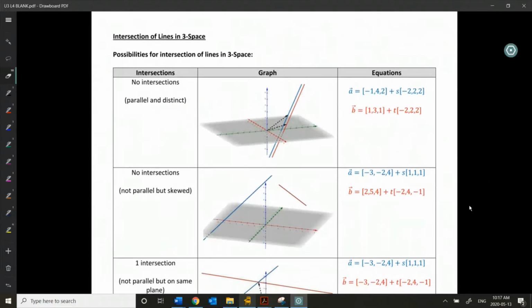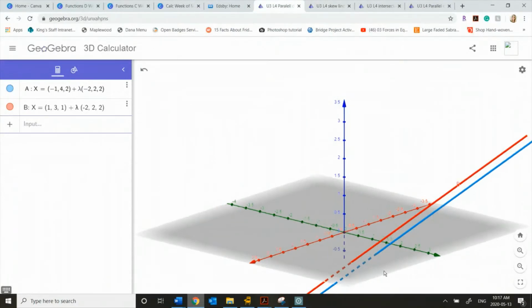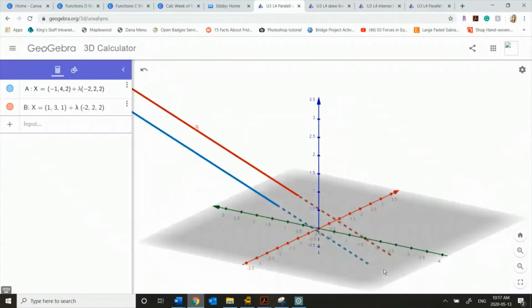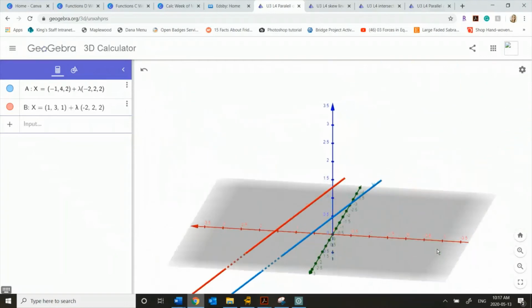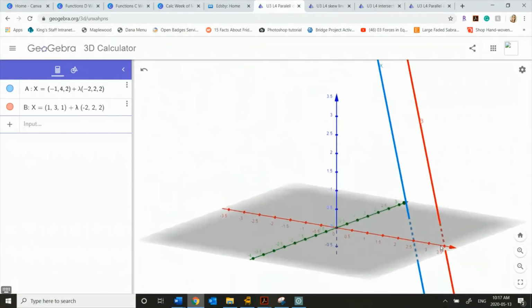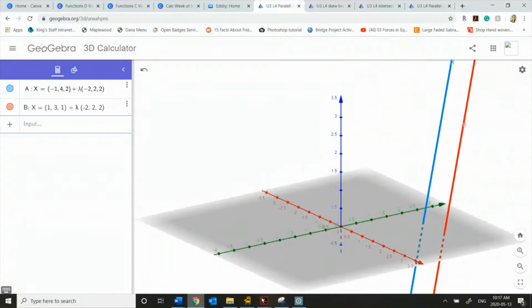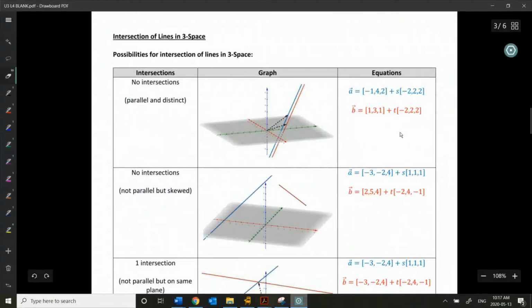Okay, so we're going to take a look at some possibilities for intersections of lines in 3 space. Now this can be similar to lines in 2 space, but there is a fourth option. We can have parallel and distinct, and I'm actually going to show you that on our 3D graphing software here. Okay, so we can see here that our lines are parallel. They're unique lines, so they're not overlapping and they're never crossing. So that is going to be parallel distinct.